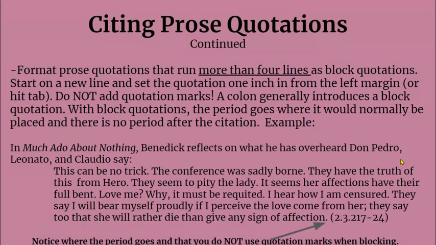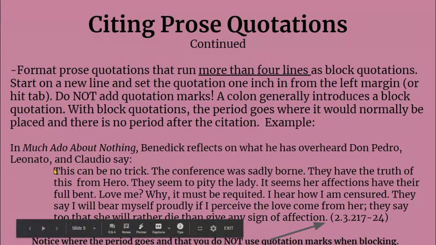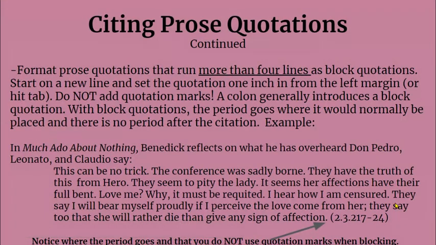So, for example, here, you can see I took a quote from Much Ado About Nothing. And I give a little context at the beginning. Benedict reflects on what he has overheard Don Pedro, Leonardo, and Claudio say, and I have introduced it with a colon. And again, this is prose. So I'm just going to block it, and all that means is that I have indented each line 1 time. And I'm going to type it in exactly the way it's written. So I don't need to worry about where the lines end or anything like that with prose.